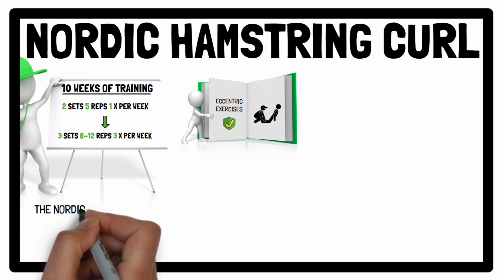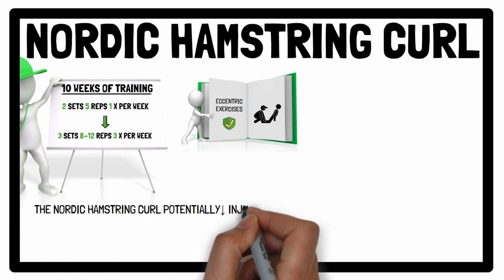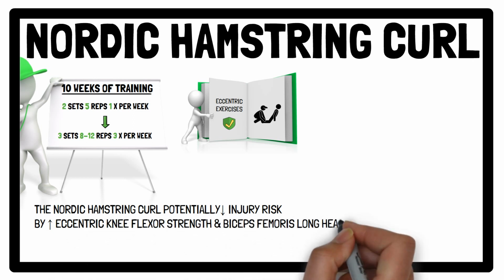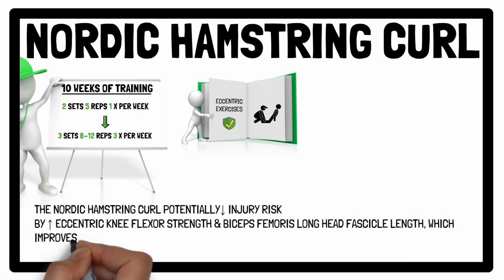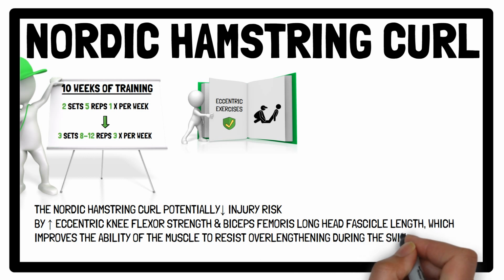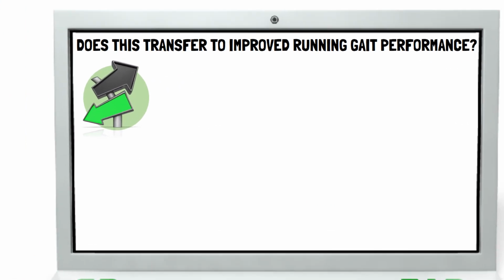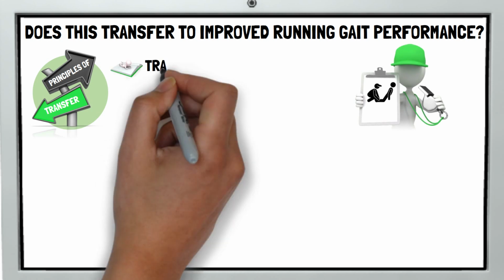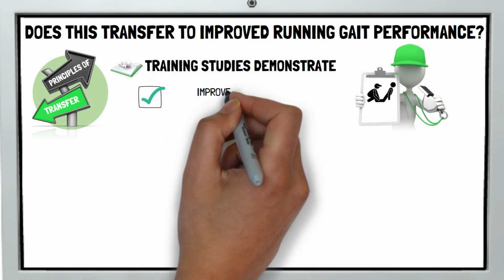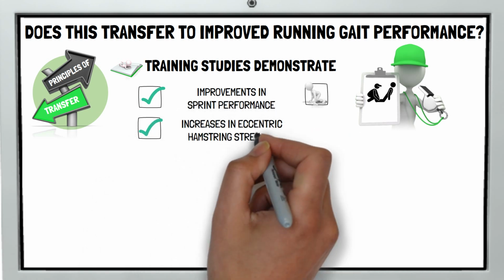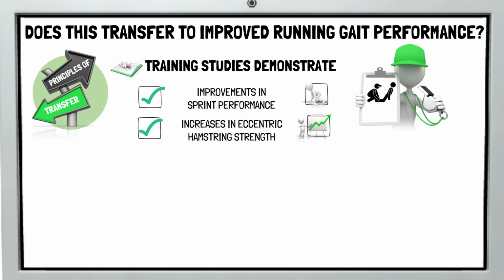The Nordic hamstring curl potentially reduces injury risk by increasing eccentric knee flexor strength and biceps femoris long head fascicle length, which improves the ability of the muscle to resist over-lengthening during the swing phase of gait. Although inconsistent with principles of transfer, the majority of training studies using the Nordic hamstring curl demonstrate improvements in sprint performance over 5 to 30 meters and increases in eccentric hamstring strength of approximately 10 to 15% following 4 to 6 weeks of training.